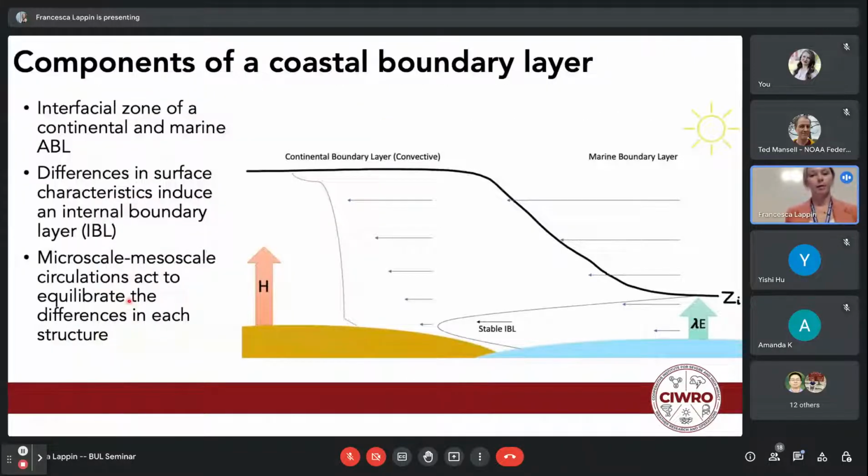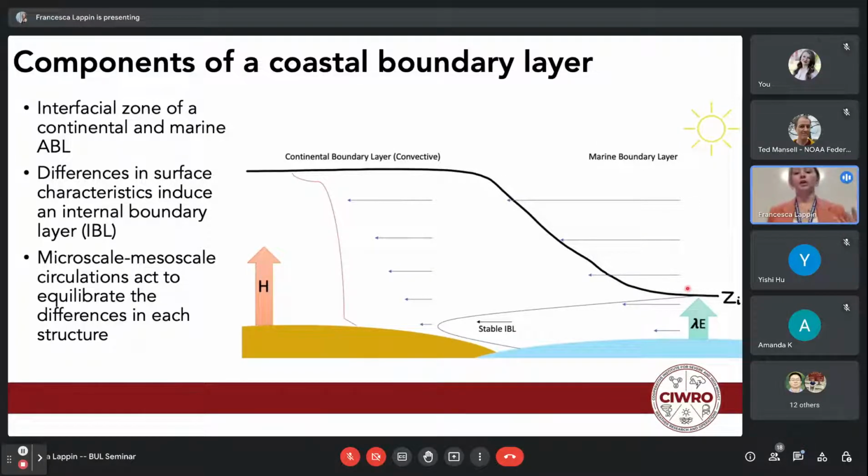Let's get a little bit more complicated. So we'll take that canonical daytime boundary layer or convective boundary layer and juxtapose it with a marine boundary layer, which is a little bit different. It's a lot more shallow because we have cool air directly above the ocean surface. And so we get this stable internal boundary layer. Overall, the boundary layer heights are lower over the ocean, and your wind speeds are a little bit faster because your surface roughness is less intense.